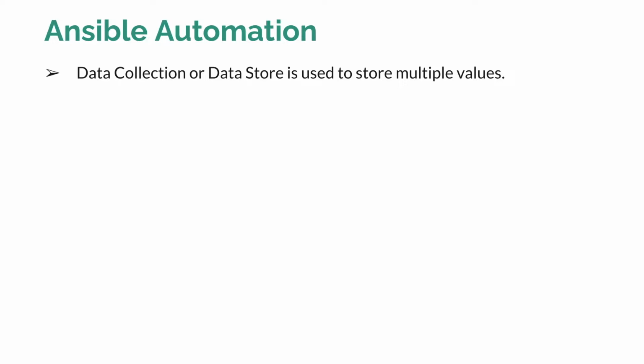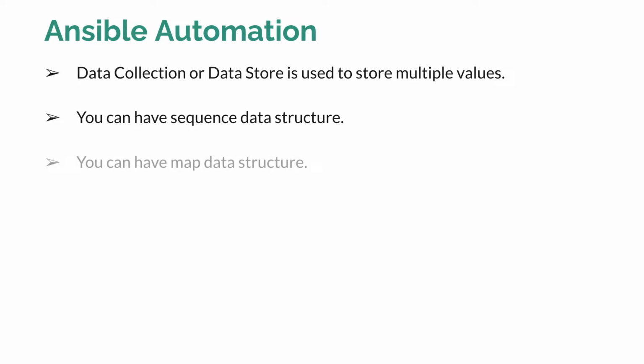In Ansible Playbook data collection, you can have the sequence data structure. It means you can define the values which are comma separated. And you can have the map data structure. It means you can define the values in the format of a map, where you have the key and value. So we will see how we can define the data collections in Ansible Playbook and how you can use them in Ansible.